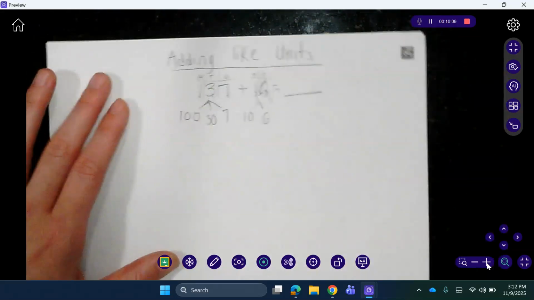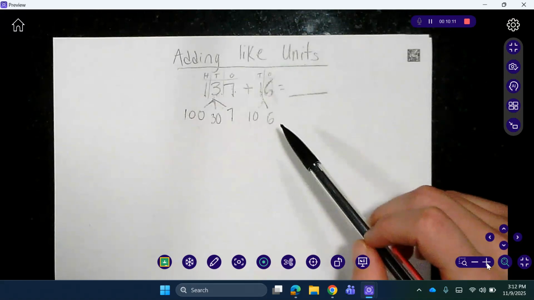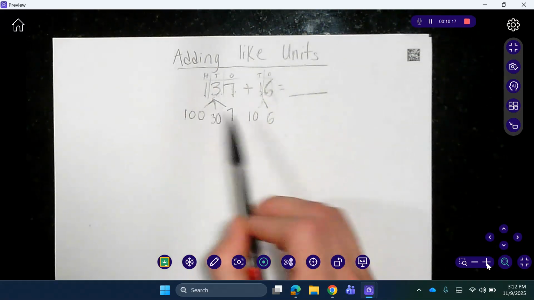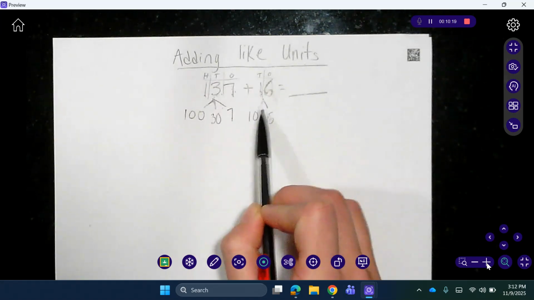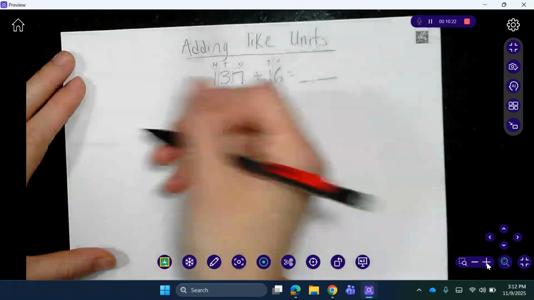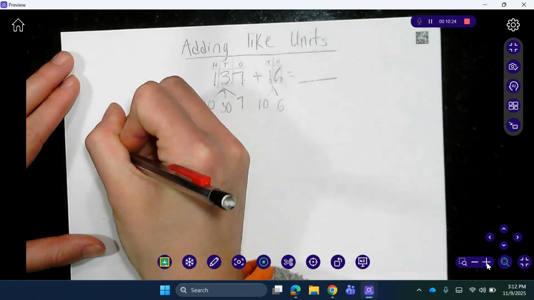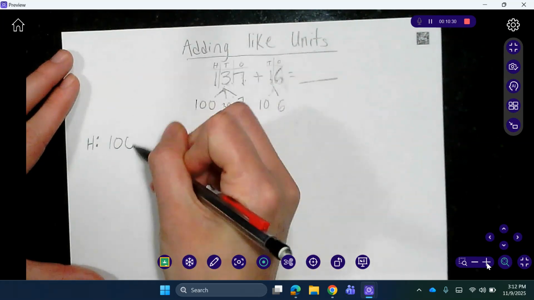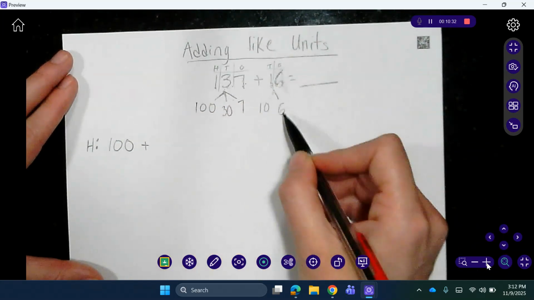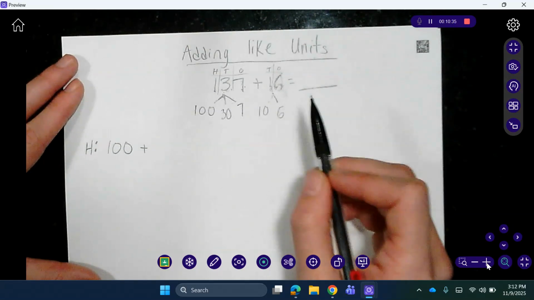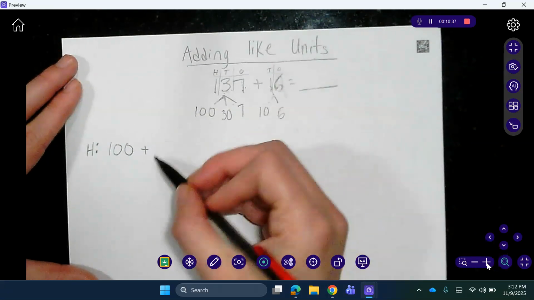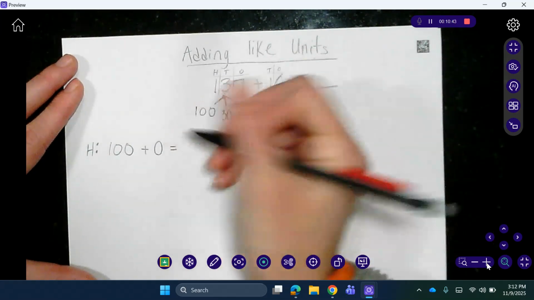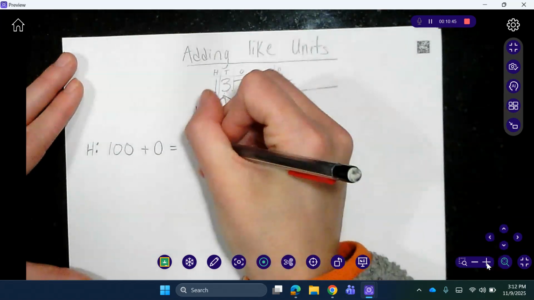Very good. Alright, and just like yesterday and just like Monday, all we're going to do, friends, is combine our like units. We're going to put the hundreds with the hundreds, the tens with the tens, and the ones with the ones. Okay, let's start with those hundreds. I'm going to put an H, which stands for hundreds. We knew over here we had 100 plus, were there any hundreds over here? No, good job. There were no hundreds, and what number means nothing? Great job, 0. And what is 100 plus 0? Good job, so 100.